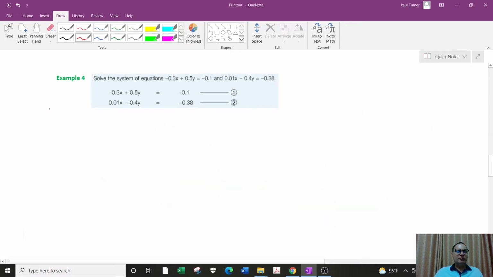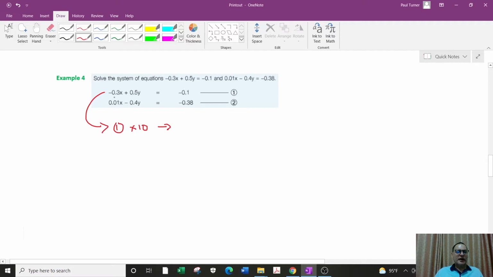Okay, this is example 4. Notice it's a little bit different because we have decimals here. Okay, so what we should do here is start by multiplying by a larger number. So in equation 1, we could multiply this by 10. Multiply everything by 10 because I don't want these decimals. They're difficult to work with.